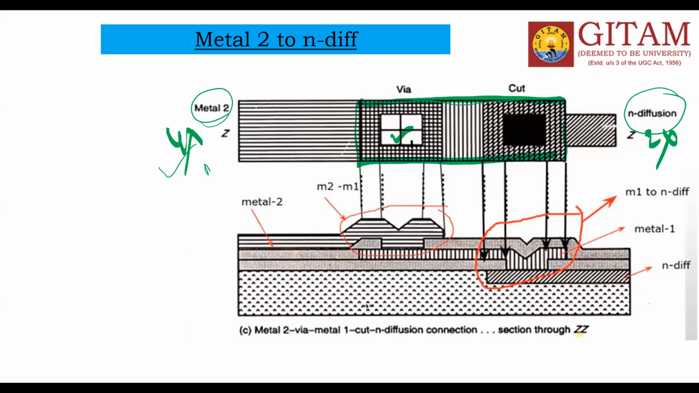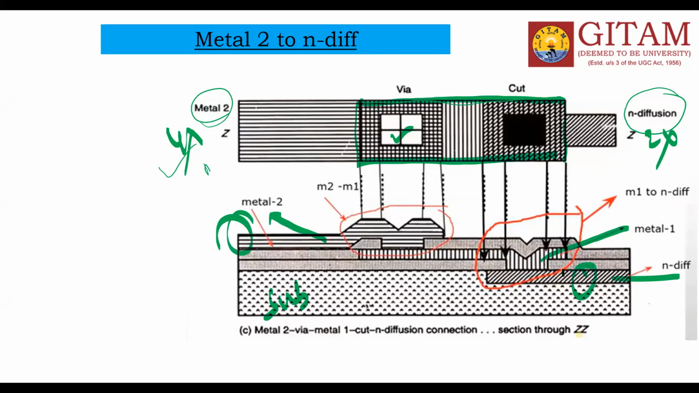In the cross section view, you can find how the connection is made between the metal 2 and the diffusion. This is the substrate, we know, and this is the N diffusion. Here is the N diffusion part, and this is the metal 1 part, and this is the metal 2 part. What should I do? I need to make a connection between this metal 2 and this N diffusion.